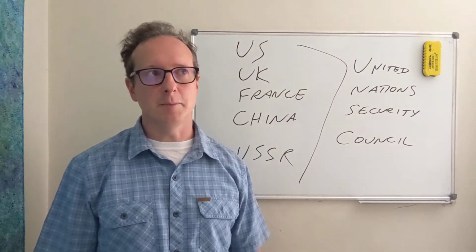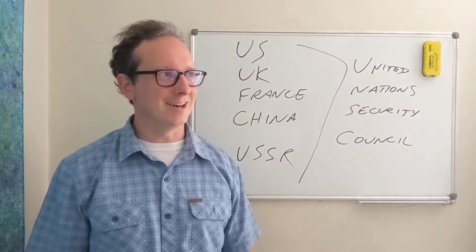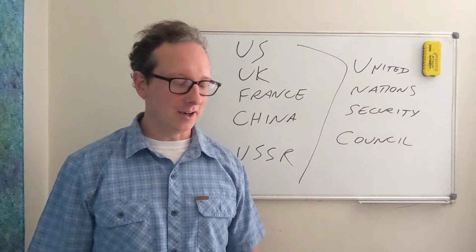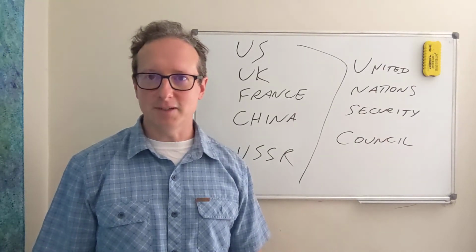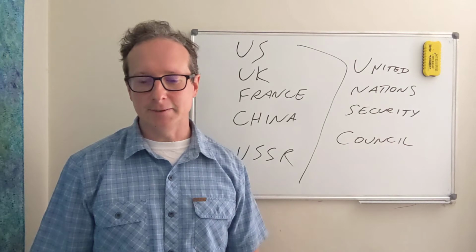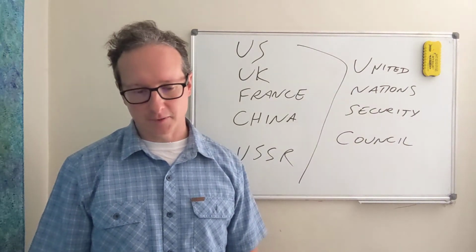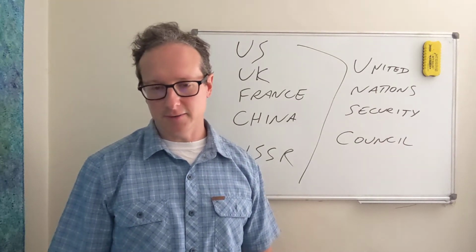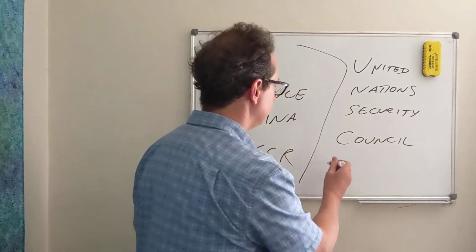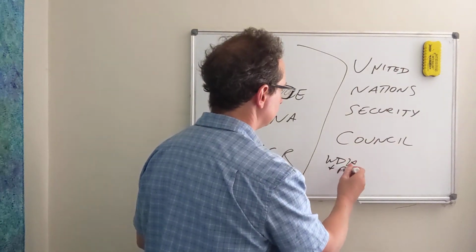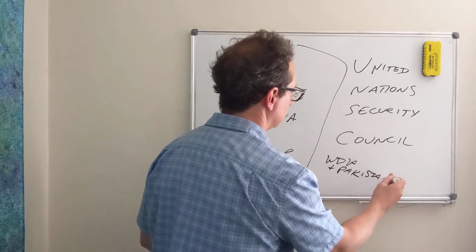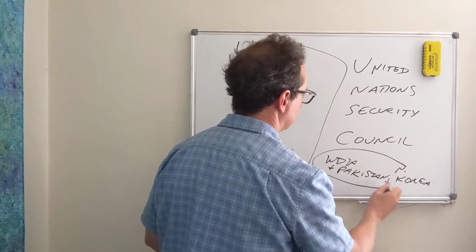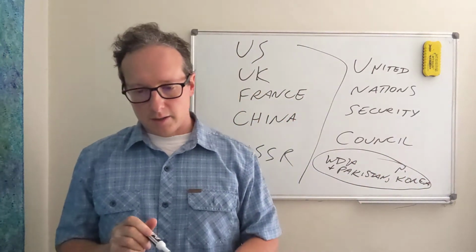non-test ban treaty abiding nations to be engaging in nuclear tests and possess nuclear weapons that are actively pointed at other countries. So the five legitimate, other than India and Pakistan, which are hostile to each other, I'll put them up here. Are these five.